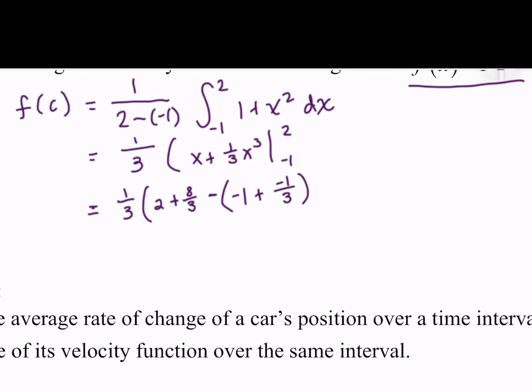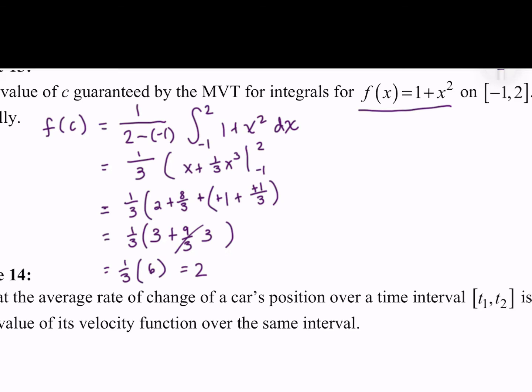If I distribute the negative sign, we can make these all positive to simplify that a little bit. I'll keep my 1/3 on the outside and figure out what's in here. I'll combine 2 and 1 to get 3, and then 8/3 plus 1/3 is 9/3, which I can simplify to 3. So I have 1/3, 3 plus 3 is 6, so this equals 2. Whew. So I know that there's a value for which f of c equals 2. So this is what I found.